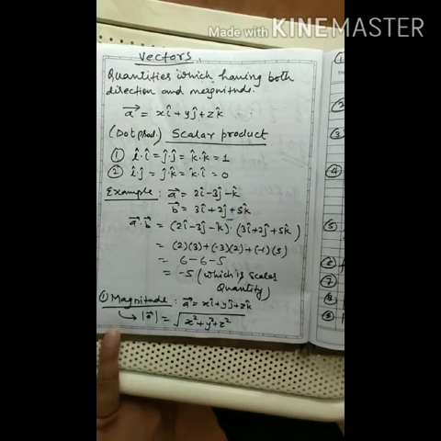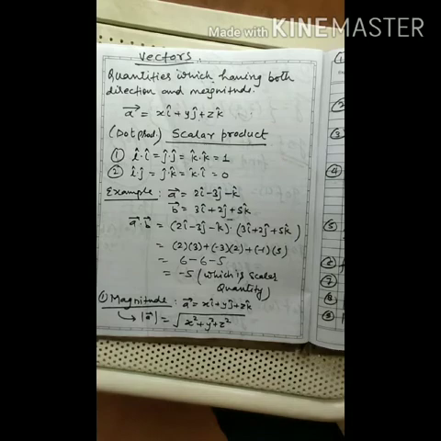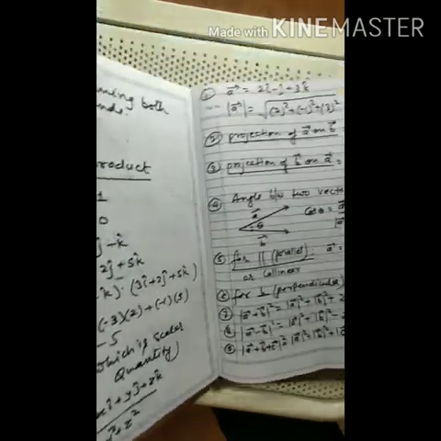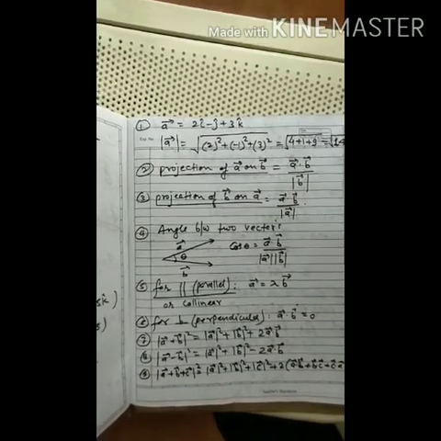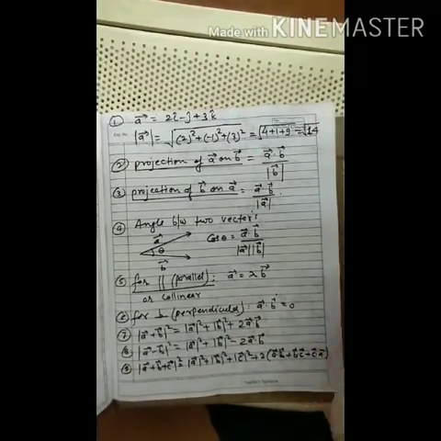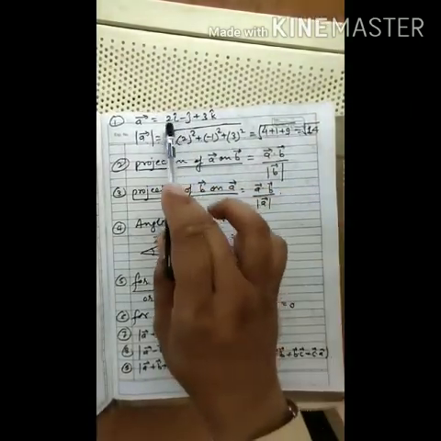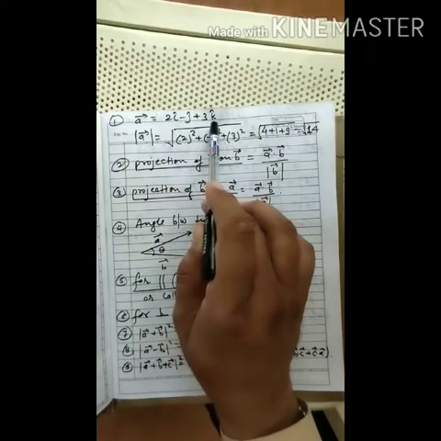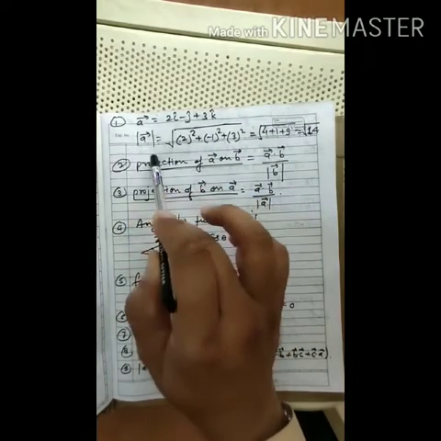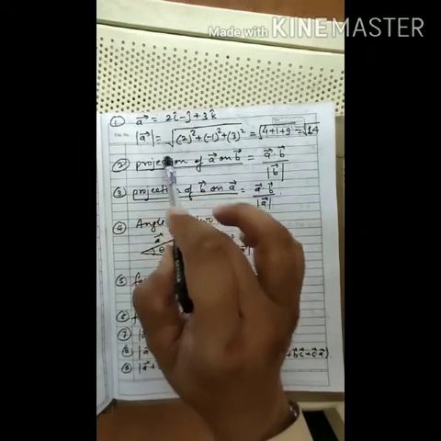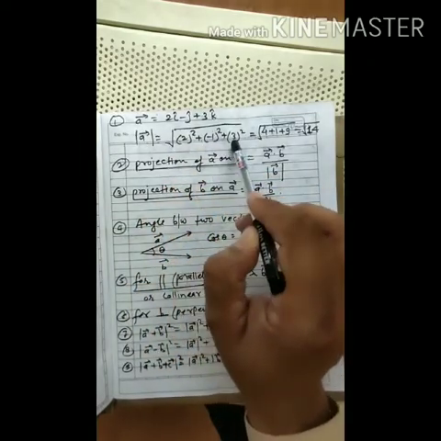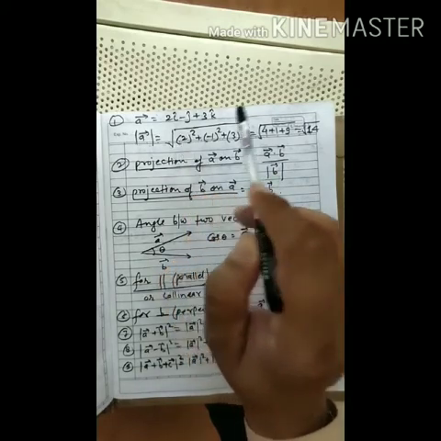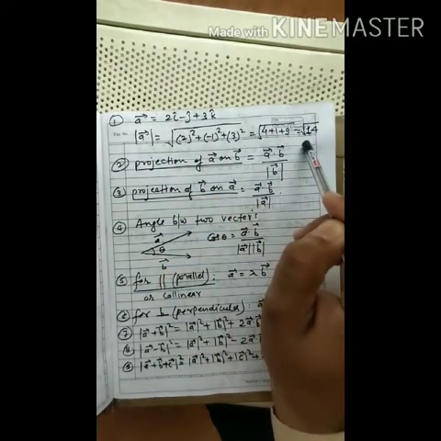And let us take an example of the magnitude. So here is the example. Let us take vector A, 2i cap minus j cap plus 3k cap. Find the magnitude of A. Magnitude of A is equal to under root of square of 2, square of minus 1, square of 3. So 9 plus 1, 10 plus 4, 14. Root 14 is the magnitude. Right?